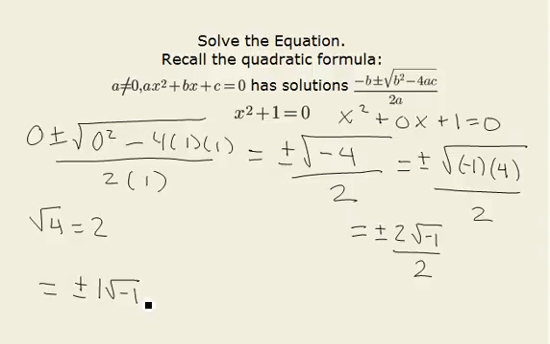And if you recall, the square root of negative 1 is equal to i. So this is going to be equal to plus or minus i. Now let's split up our two solutions. So we have x equals i and x equals negative i.